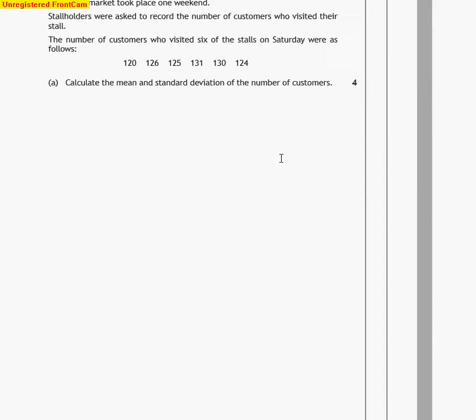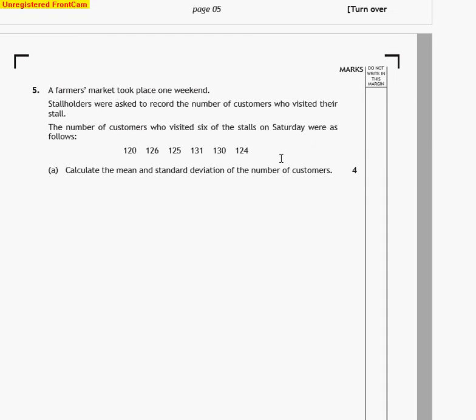Question 5. I love these questions. I think the standard deviation questions, or the data analysis questions, are about as good as you can really get. It's very prescriptive. It's the same questions over and over again. So if you're looking for some easy marks, I would suggest looking at this.